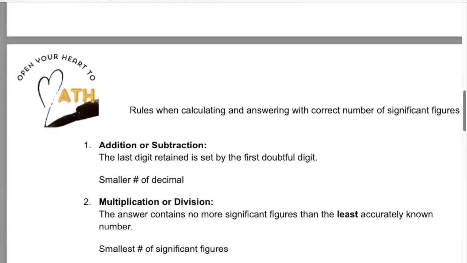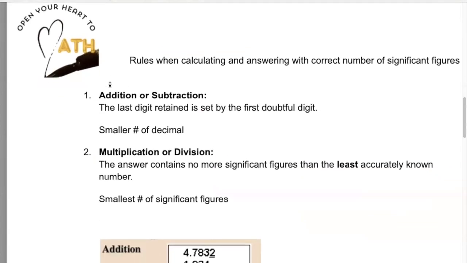All right, let's do how to calculate it. If you have addition or subtraction, then it's going to go by the first doubtful digit.